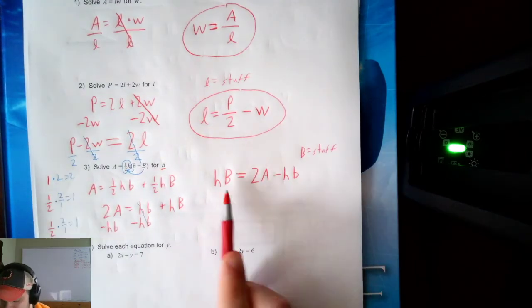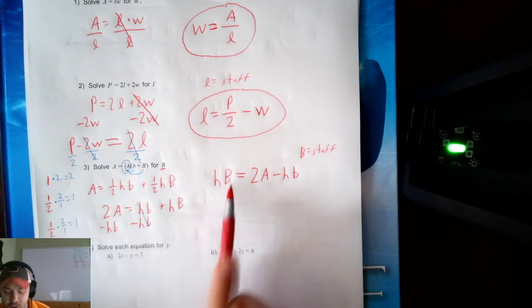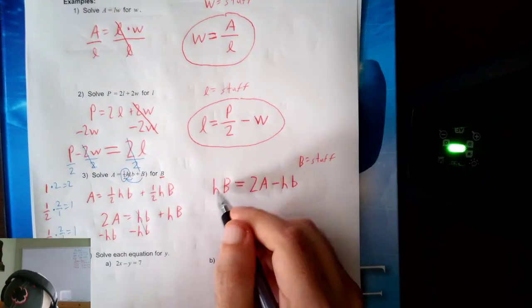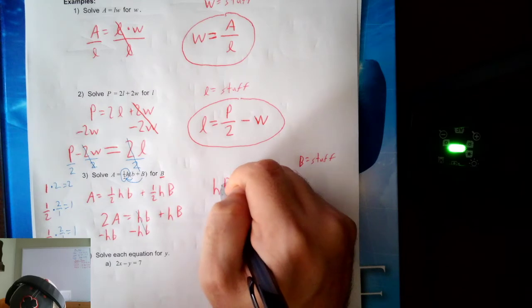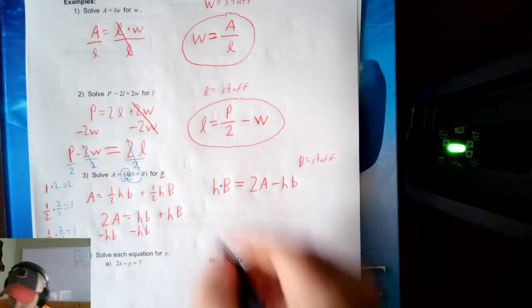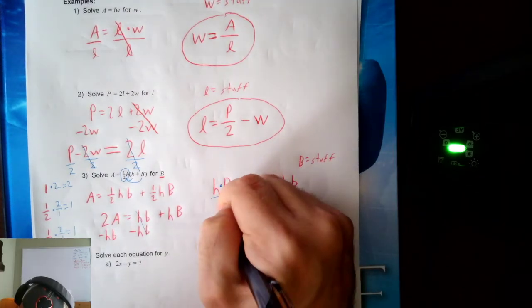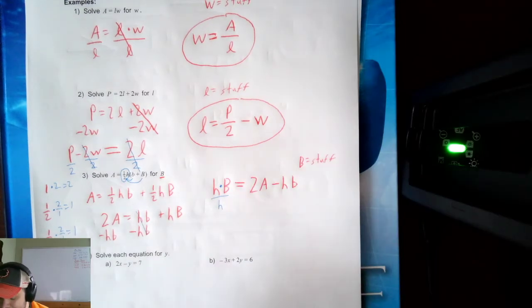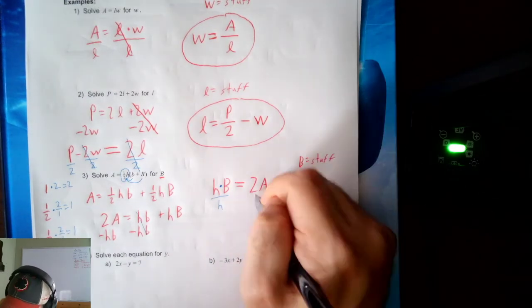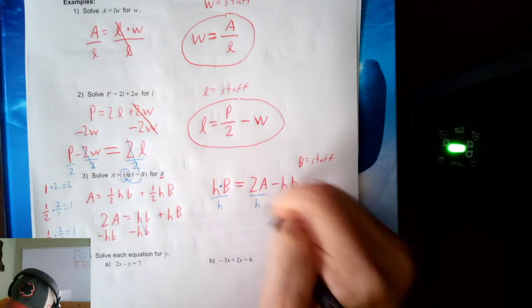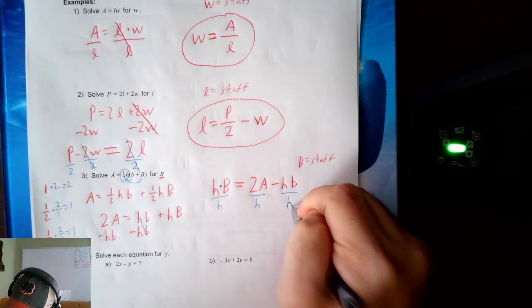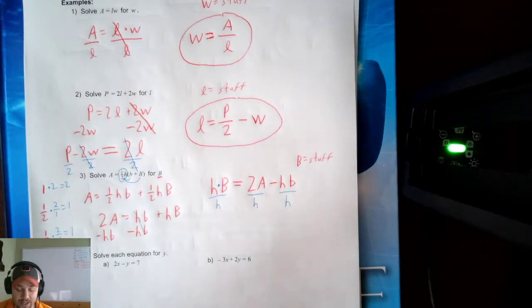Now, I'm nearly done. I have HB. I'm trying to get B alone. I need to get rid of this H, right? Well, it's multiplication currently. The opposite of multiplying is dividing, so I'll divide by H. But remember, you have to divide everything by H. That's what the division rule tells us to do. We have to divide everything.